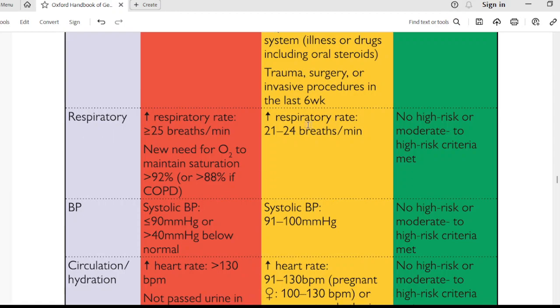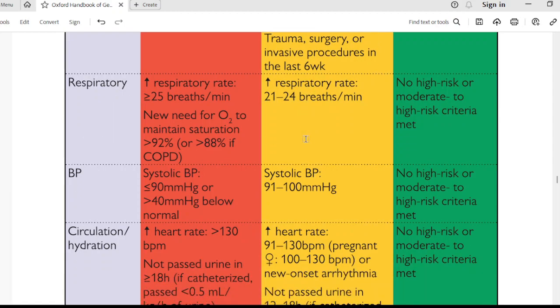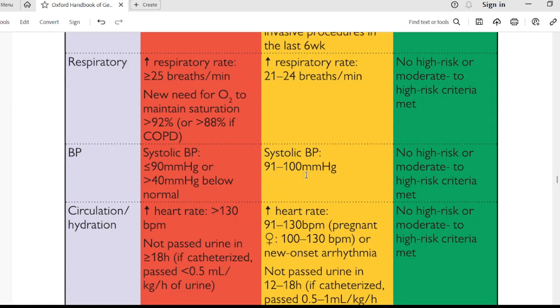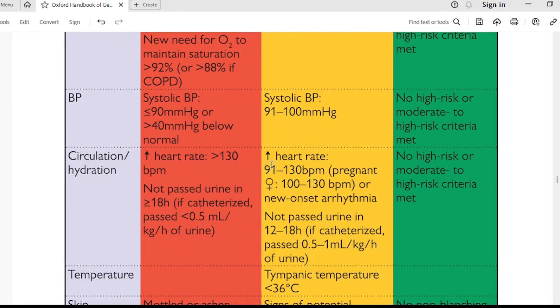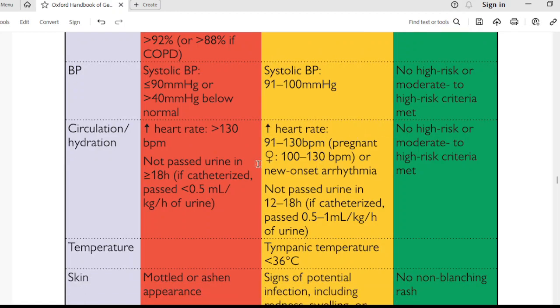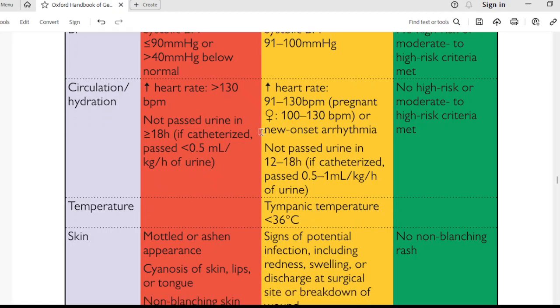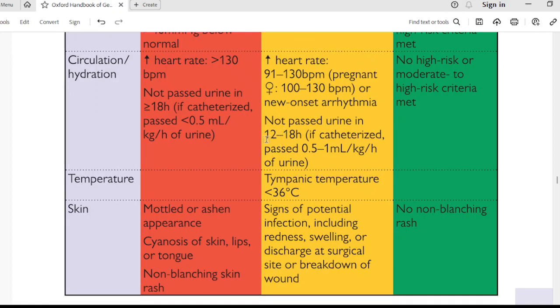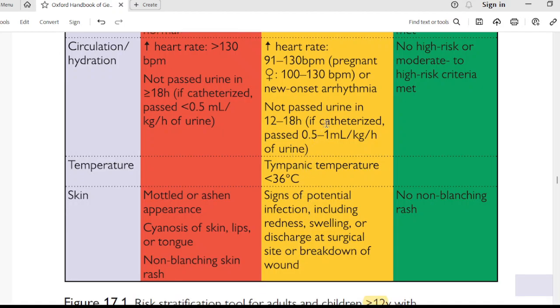Respiratory: increase in respiratory rate 21 to 24 breaths per minute. Systolic BP 90 to 100. Circulation: increased heart rate 91 to 130 beats per minute. Pregnant woman 100 to 130 beats per minute or new onset arrhythmia. Not passed urine in the past 12 to 18 hours; if catheterized, passing 0.5 to 1 ml per kg per hour of urine. So the patient has not passed urine for the past 12 to 18 hours.